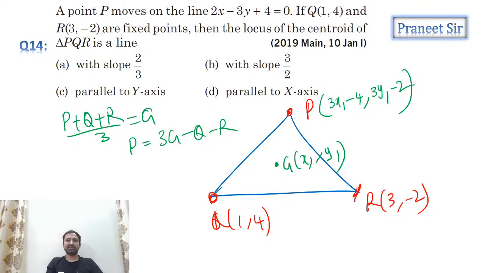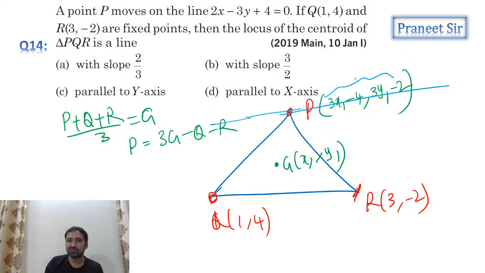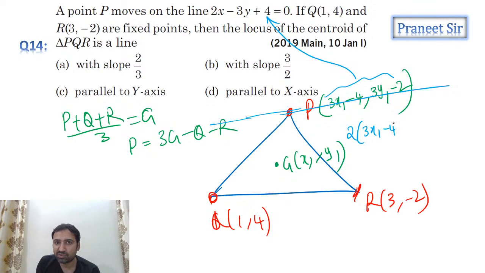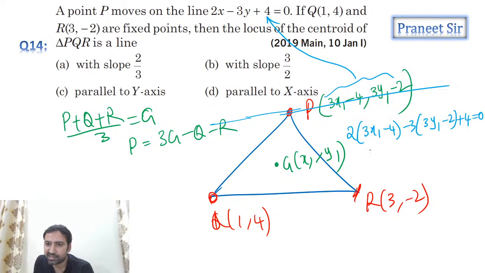Is it correct? Yes. But this point P is lying on the line, right? So can I substitute this point into this line? Tell me how much I get. 2 times (3x1 minus 4) minus 3 times (3y1 minus 2) plus 4 equals 0. So let's solve this. If you solve this, what do I get?